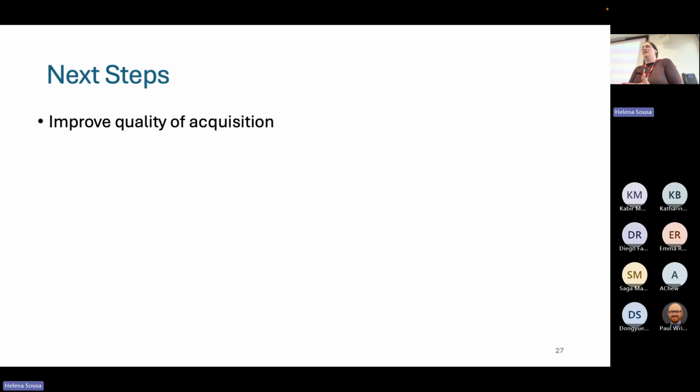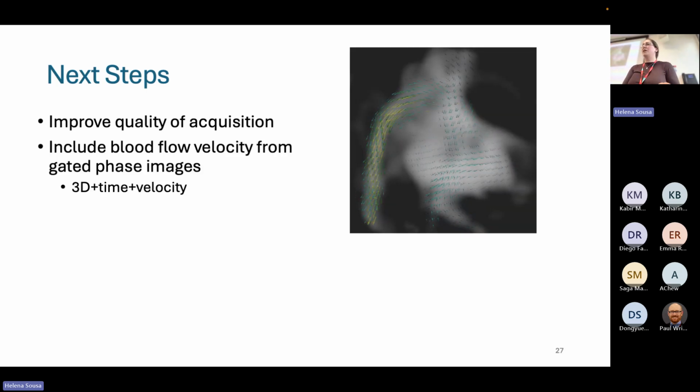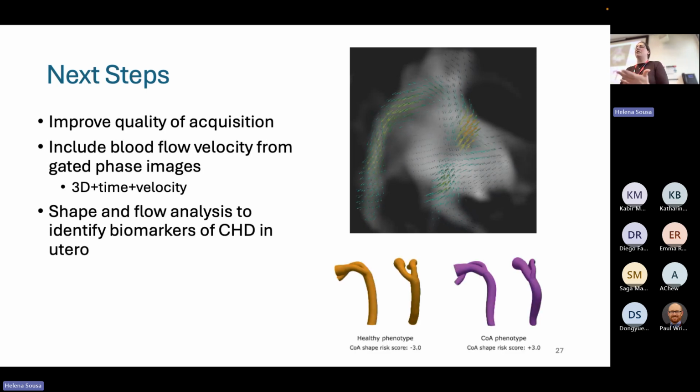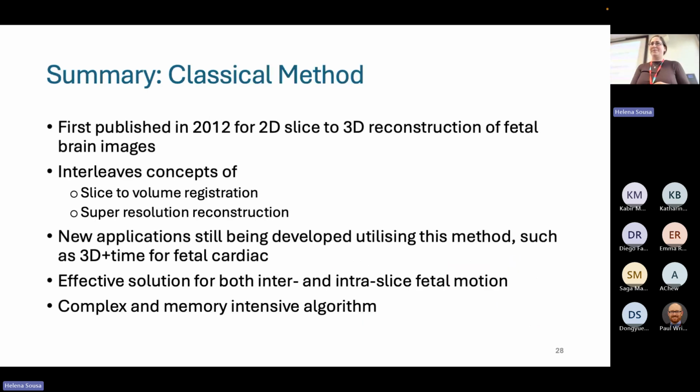So next steps of this technique is improving the quality of acquisition, because that will have a direct impact on the quality of the output. We want to also add blood flow velocity from the gated phase images, so we have 3D plus time plus velocity, and then start adding shape and flow analysis to identify biomarkers of congenital heart disease in utero.